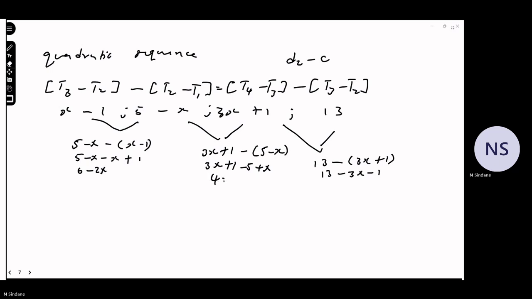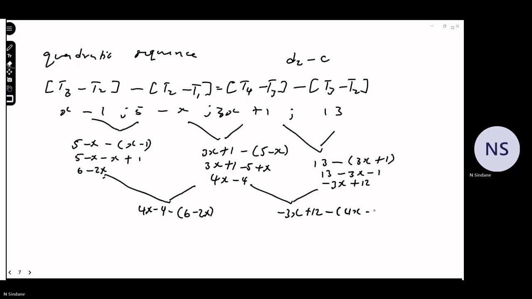Okay, let's see. Yes, and then this will be 4x minus 4, and then this will be negative 3x plus 12, right? This is my first common difference. This is the linear part. Now I come back and subtract these again. What am I getting? I'm going to get 4x minus 4 minus into 6 minus 2x. Here I'm going to get negative 3x plus 12 minus into 4x minus 4. And then this will be 4x minus 4 minus 6 plus 2x.